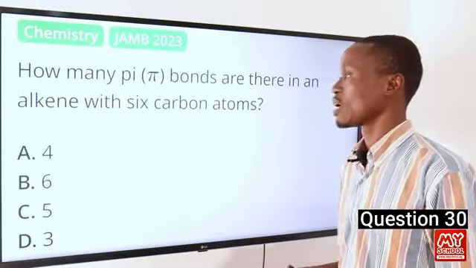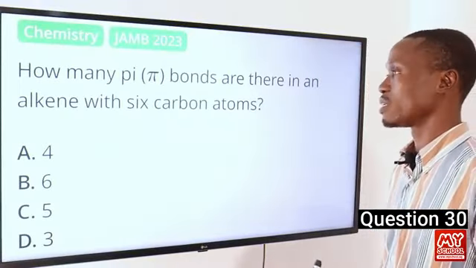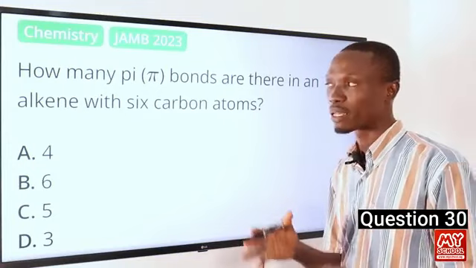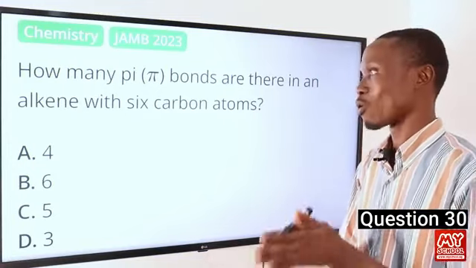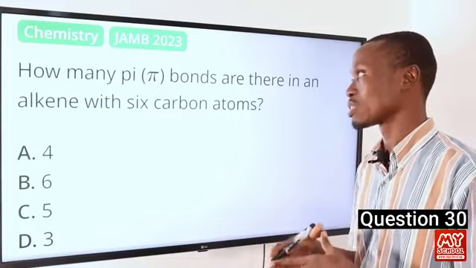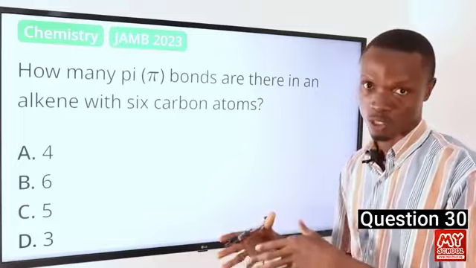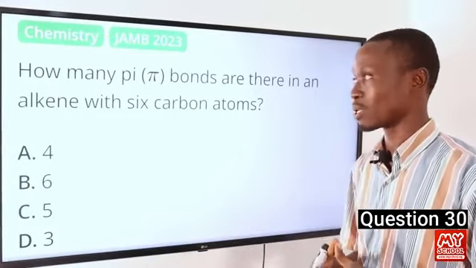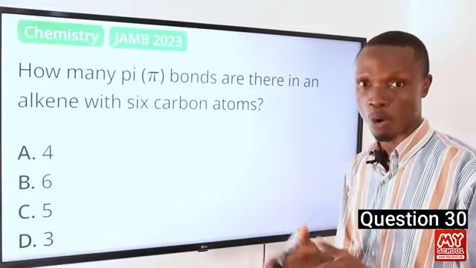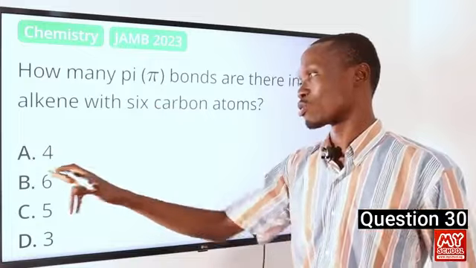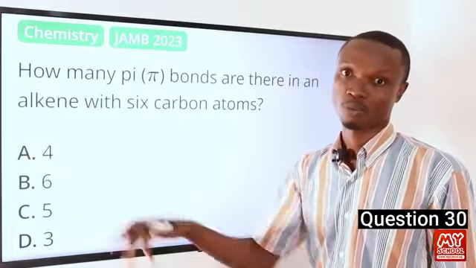Question 30. How many pi bonds are there in an alkane with 6 carbon atoms? So an alkane with 6 carbon atoms has 5 sigma bonds associated with the single bonds between the carbon atoms, and 4 pi bonds associated with the double bond between the carbon atoms. So the answer to this question is option A, 4.